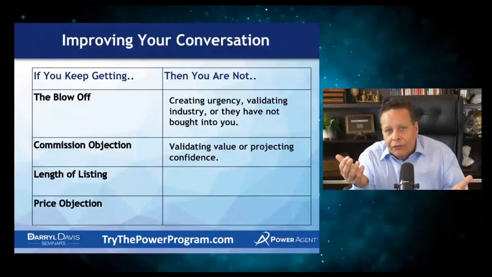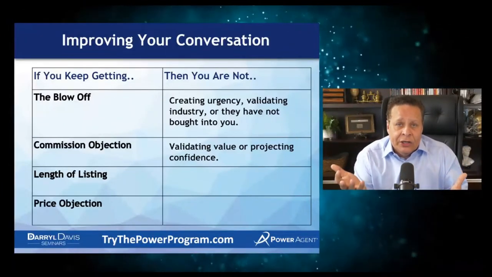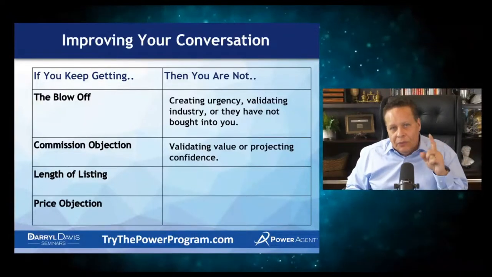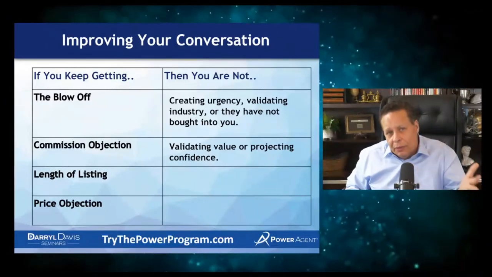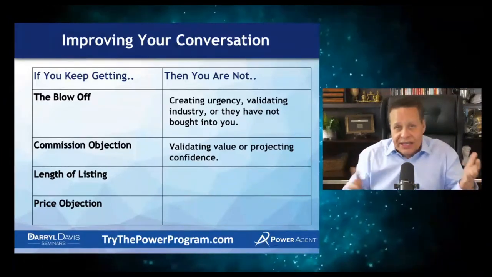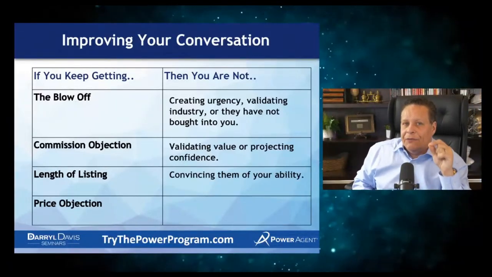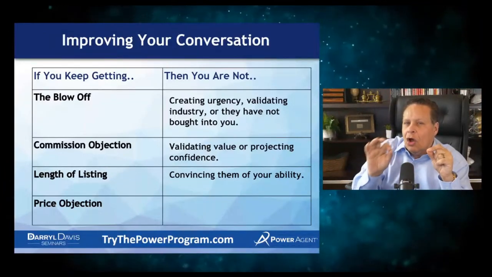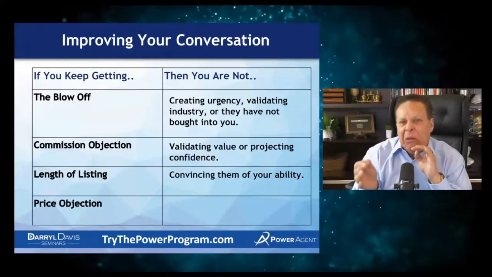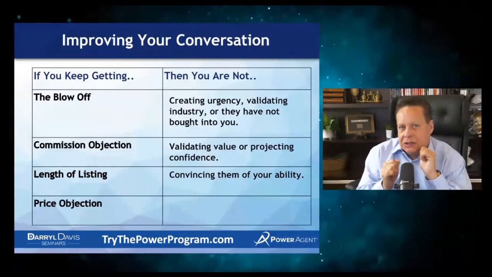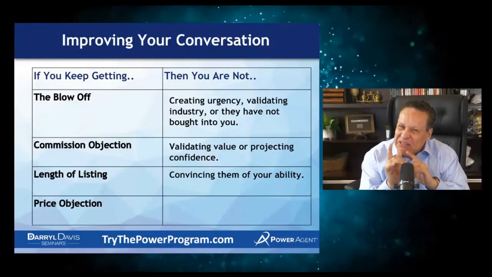Now, Darryl, how do you overcome that? You just got to keep going on more appointments and keep mastering it. Be committed to mastering communication. Watch this: if you keep getting the length of listing objection, like we'll give you 2 months or 3 months and you want 4, 5, or 6, you're not convincing them of your ability, meaning they don't know for sure if you're good. So they're going to try you. I'll give you a month. I'll give you 2 months. So then you move them, but not enough. They're still not sold on you yet. That's what that means.